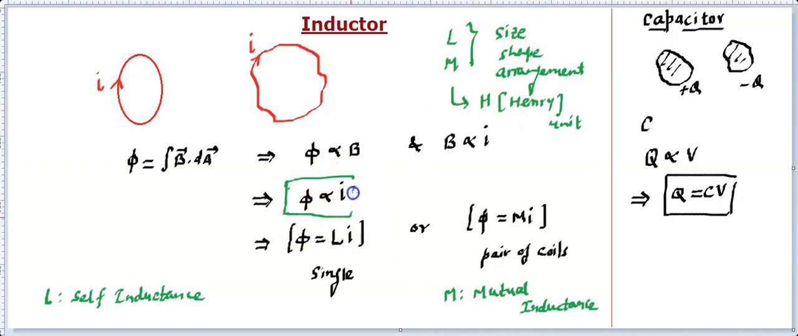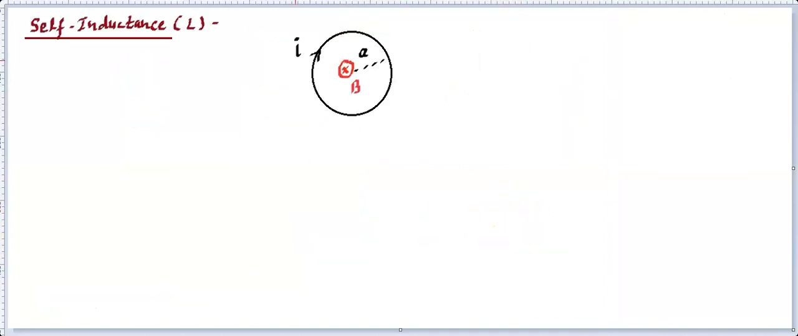So whenever you need to calculate mutual inductance or self inductance, we need to find this relation, and then we need to see what the proportionality constant is. Whatever is coming, that becomes the self or mutual inductance. Now let's understand these two types of inductance.